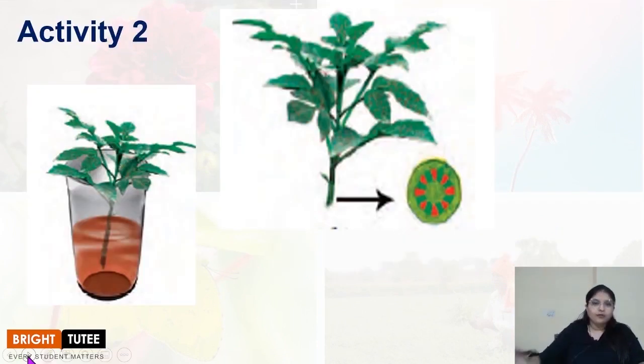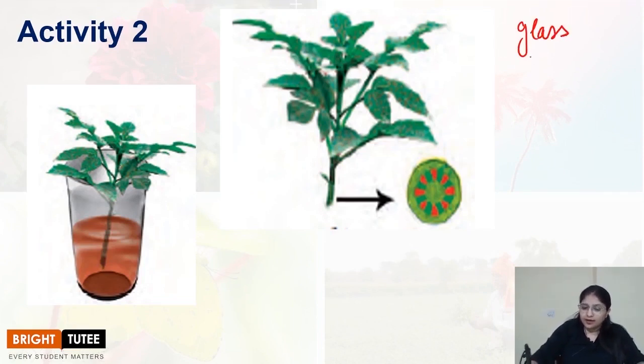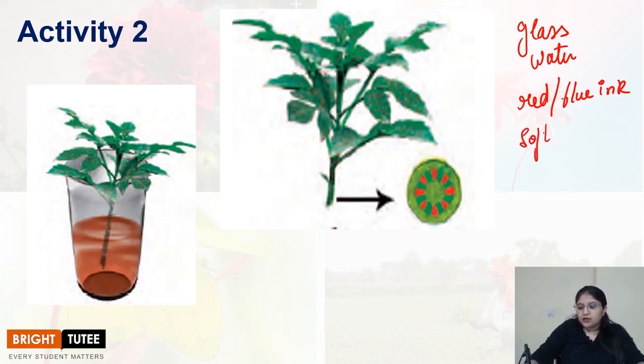So first of all, what we have to do is we have to get a glass, right? Let's just write down our requirements. We need a glass, right? We need water. We need either red or blue ink, right? And we need a soft stem. Soft stem means that we need the stem of a herb, right? So you can take a herb whose stem is tender and is green. So you take that stem.